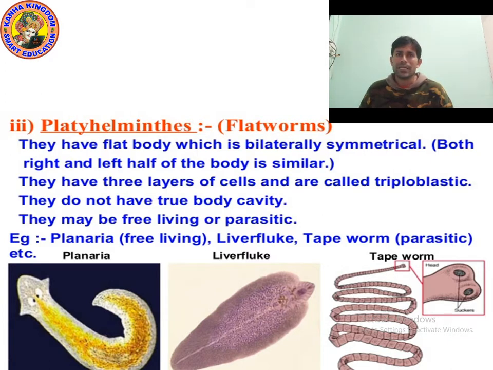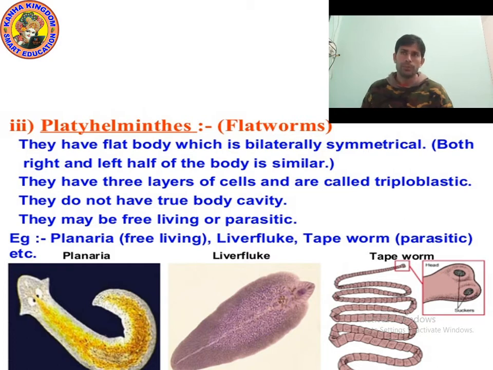And the second picture, liver fluke. It is also bilaterally symmetrical. You can see if you draw a line, it will divide into two same parts. Then tapeworm. Tapeworm is a parasitic animal, meaning it depends upon the host, just like a mosquito depends upon us to suck the blood. If you see the picture, they have two small eyes.